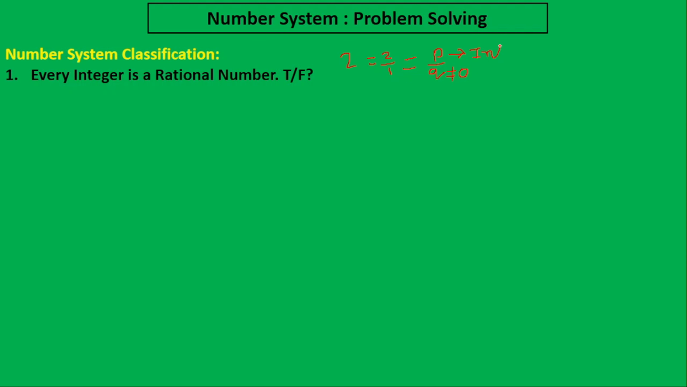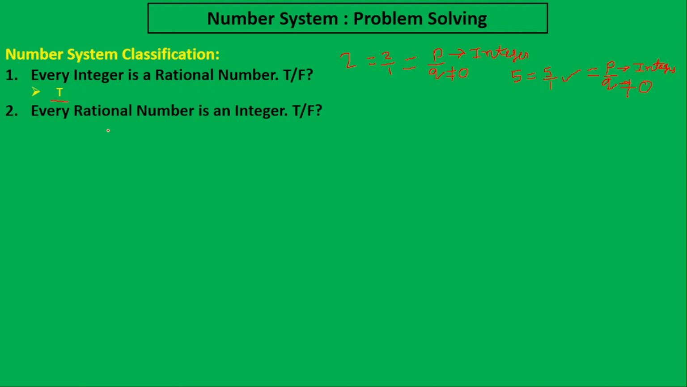P is an integer, q is not equal to 0 and also an integer. So every integer is a rational number. That is true. Take 5 by 1. Numerator p, 5, is an integer. Denominator 1 is an integer. P by q, that is 5 by 1, is integer by integer, and q is not equal to 0. Hence 5 is also a rational number. All integers are rational numbers.